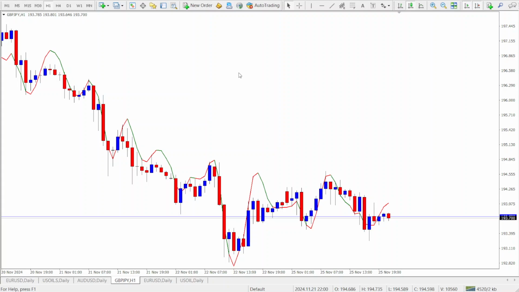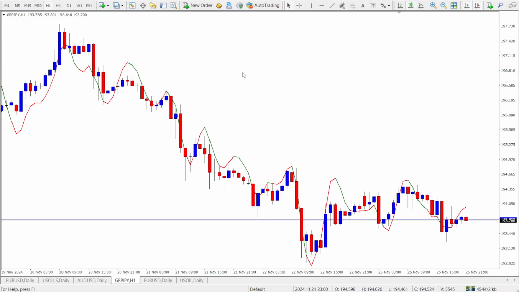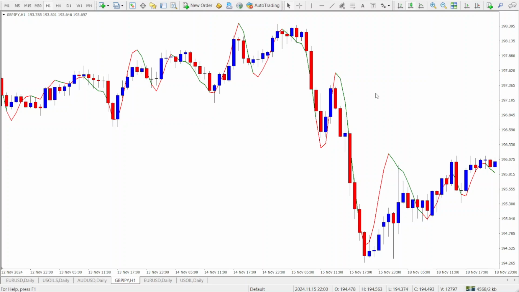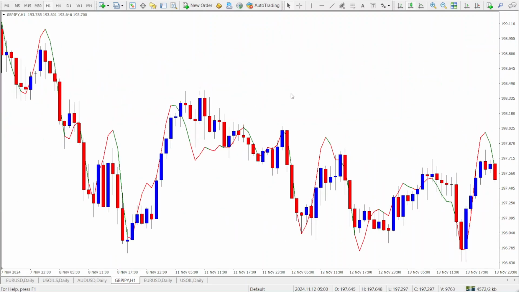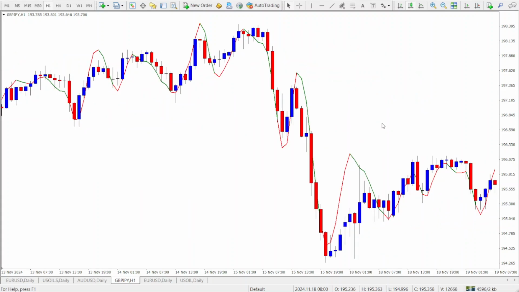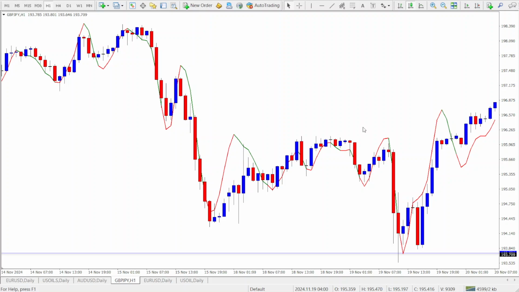In as much as the manner of giving signals quite resembles that of the standard moving averages, in the sense that when you have the price trading below the moving average, it's a sell trend, and when you have the price trading above the moving average, it's a buy trend. That is how moving averages function. When you have the price cross below the moving average, it's a sell signal. When you have the price climb above the moving average, it's a buy signal. The signals are quite similar. But this TEMA goes a step further by changing colors as well.